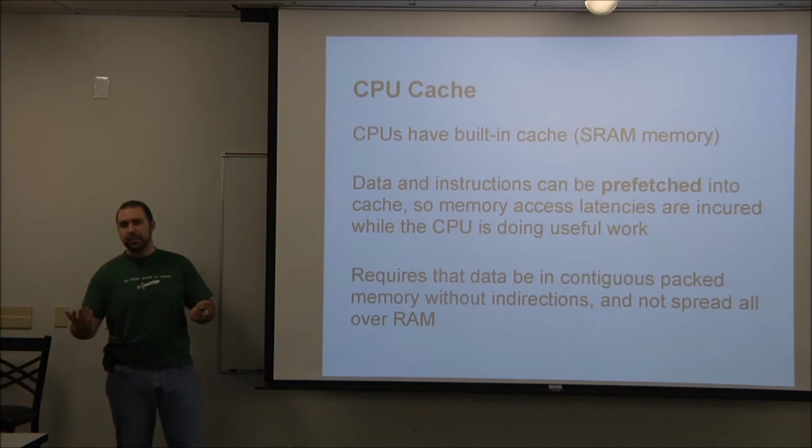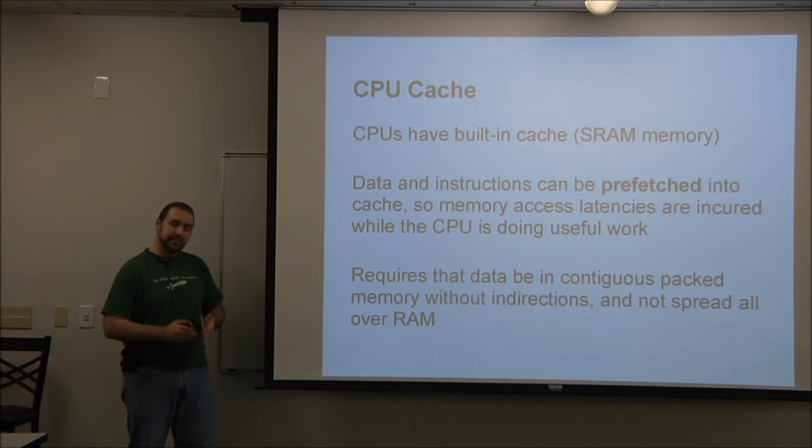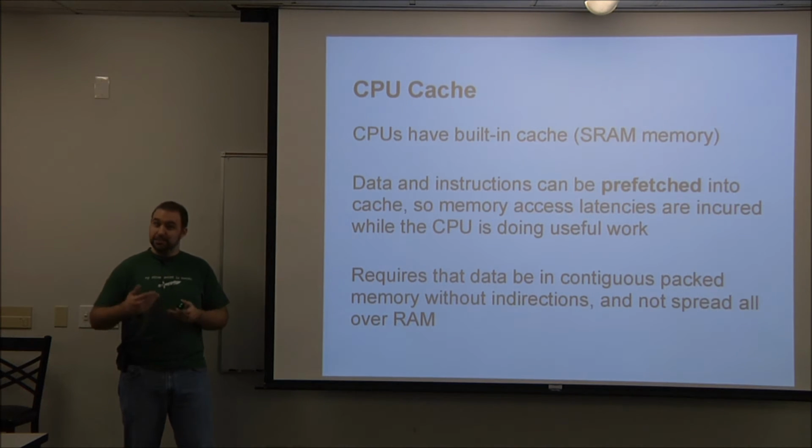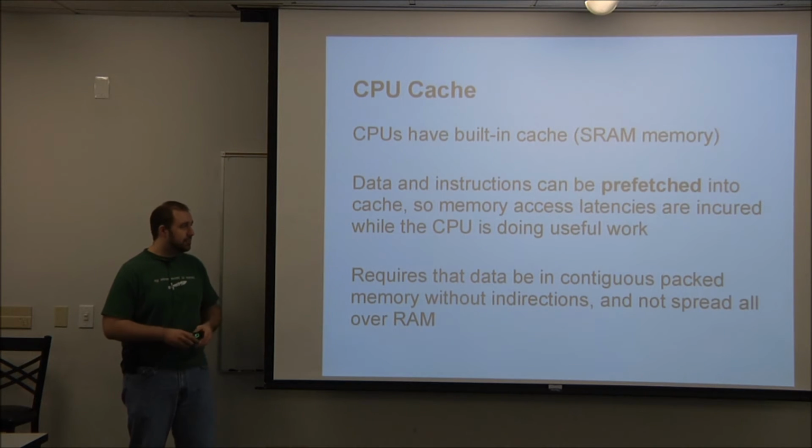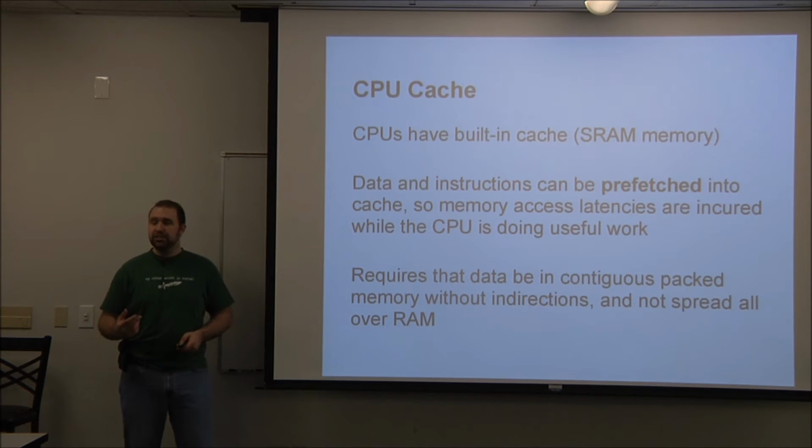So we've got all this memory, this RAM that we said was slow. We've got the CPU cache. The point of the cache is that it is much faster to access than the RAM. So if we're looking to access a piece of data and it's in the cache, it's fast. If it's in RAM, not so fast. We can prefetch data into the cache.